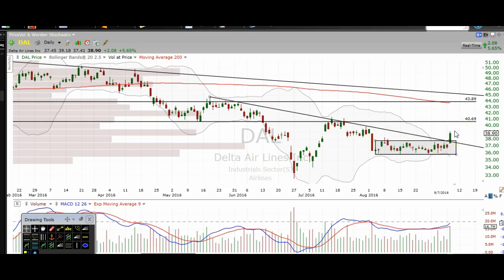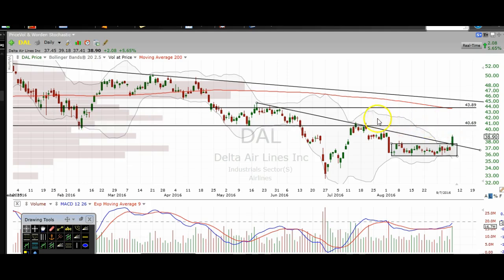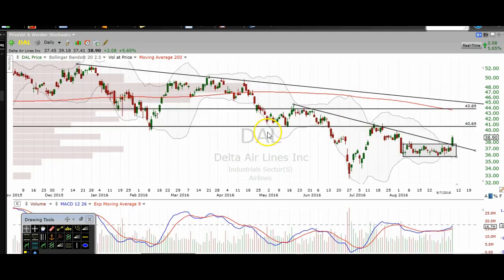Next real resistance is at about $41. You can see we got rejected here, as well as here, and here it was support, and here, so now former support becomes resistance. Next resistance above that is right here, the 200-day moving average, as well as the resistance from these highs of these candles right there at about $43 to $44. But definitely short term, I think that DAL is going to be heading higher. Nice breakout here over that resistance and the trend line with heavy volume.